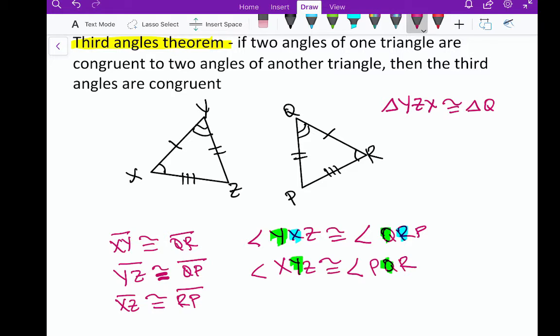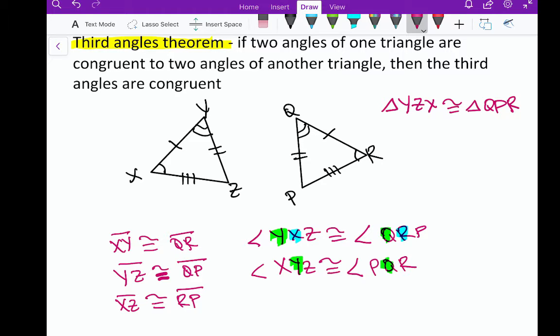Now, where do I need to go next? So YZX, well, if you notice from Y to Z, I had the segment with the 2 marks. So that means after Q, I need to go to point P because that's the segment with the 2 marks. And then from Z to X is the segment with the 3 marks, and that is from P to R in the other triangle. So that would be your congruency statement.